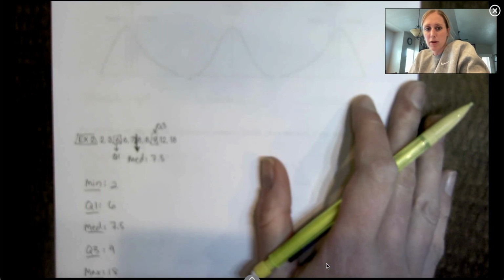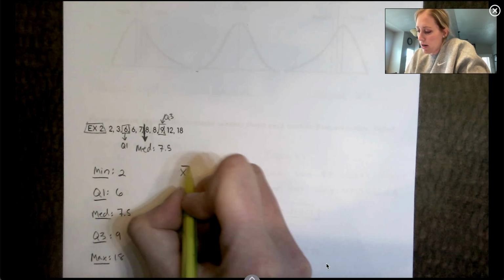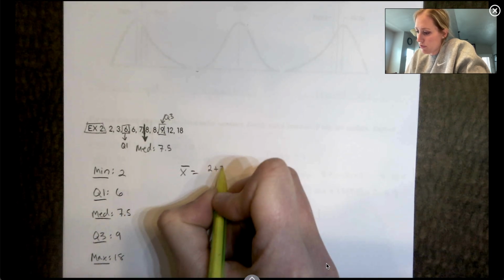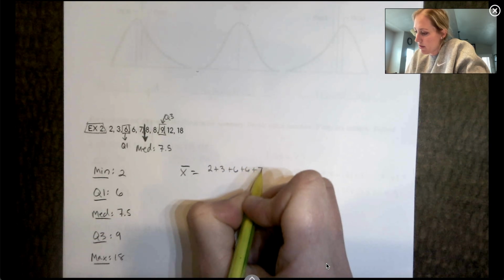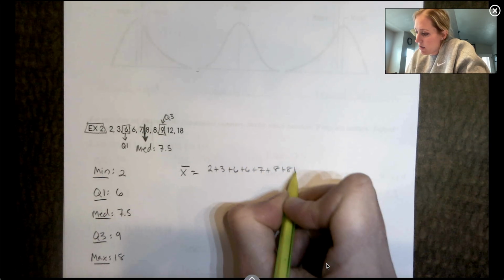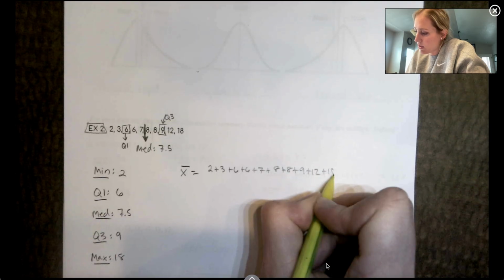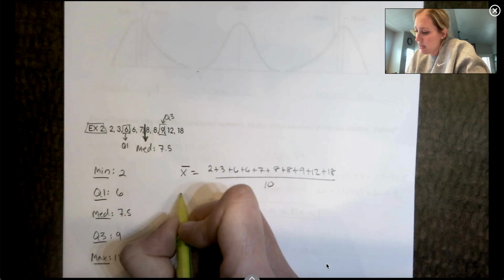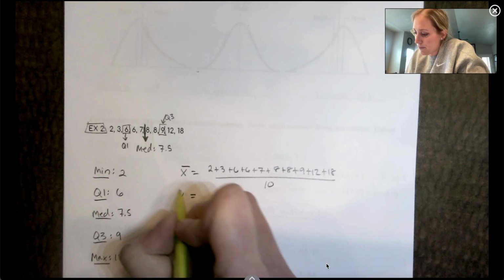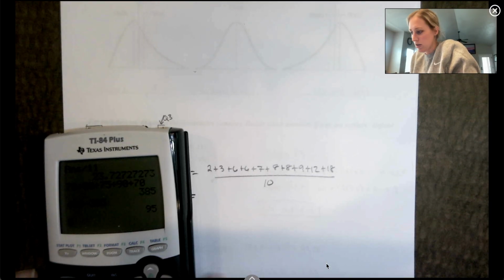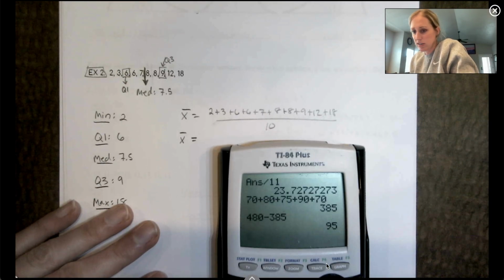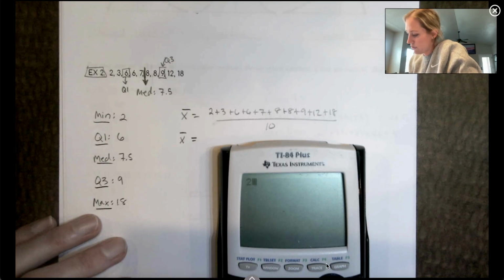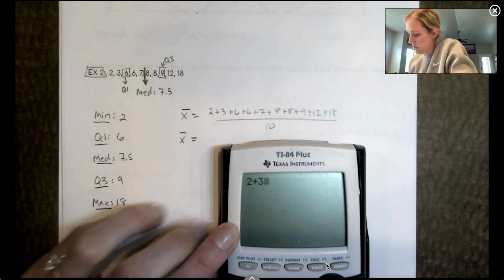All right, the other thing I'm asked to find is the mean. Okay, so mean is add them all up and divide by how many there are. So remember, our symbol for mean is x bar. So I'm going to do x bar equals, add them all up. So we got 2 plus 3 plus 6 plus 6 plus 7 plus 8 plus 8 plus 9 plus 12 plus 18. There were 10 numbers there, so then I'm going to divide that by 10 to get x bar. I'm going to use calculator to assist me here. All right, get where you guys can kind of see it too. There we go. All right, so we got 2 plus 3, 6.